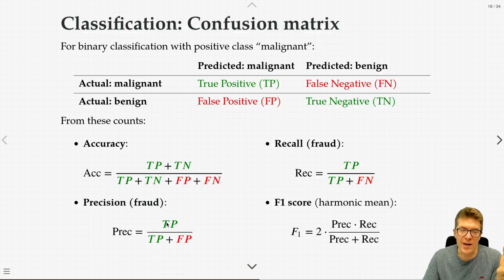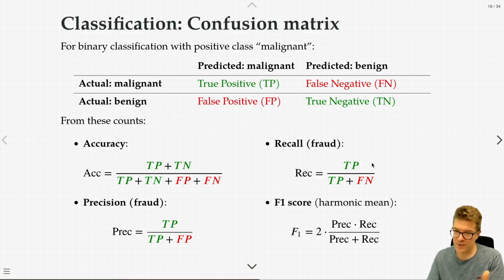How precise were we in predicting malignancy? Basically, what we want is to take all of the examples of predictions of malignancy and see how many of them were actually malignant. So that means, out of all the things we predicted to be malignant and were true positive, and all the things we predicted to be malignant and were not, all the false positives, what proportion of those were just true positives?